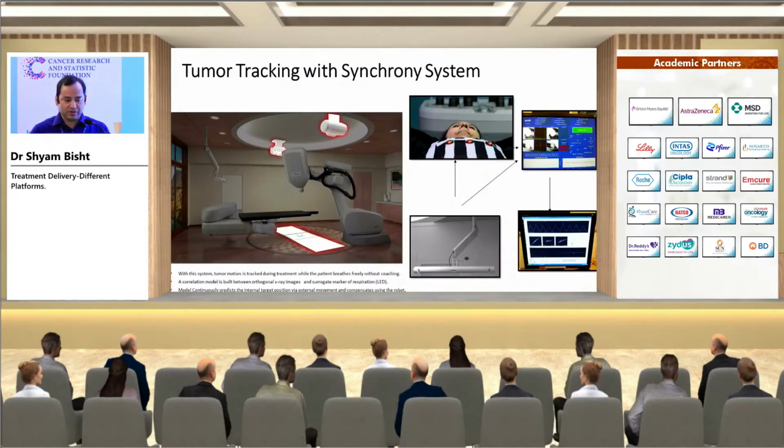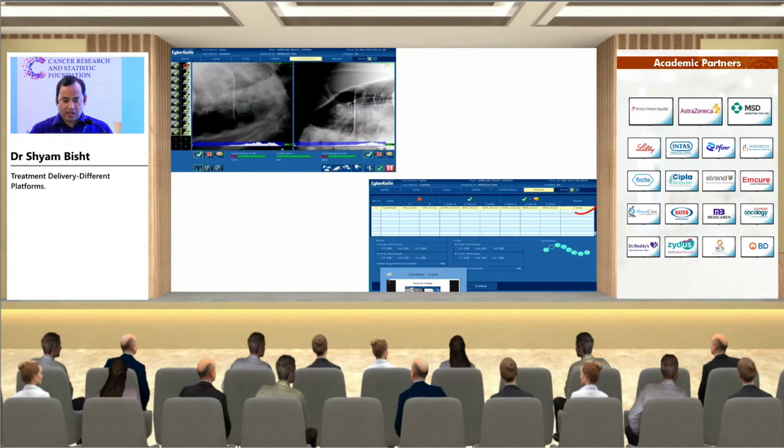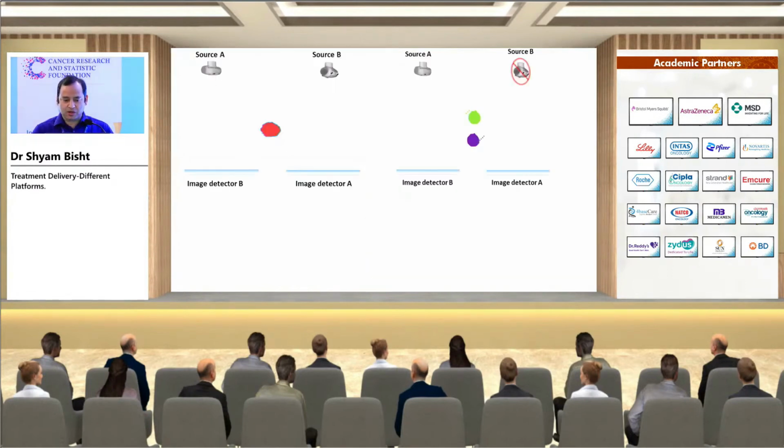And target tumor tracking is 1 minute. Tumor tracking with the Synchrony system: there is a surrogate marker kept over the abdomen, which is going to form the respiratory model. At the same time, 2 orthogonal X-rays are going to track the tumor. At different points of the respiratory cycle, the tumor is imaged, and then a correlation model is formed.